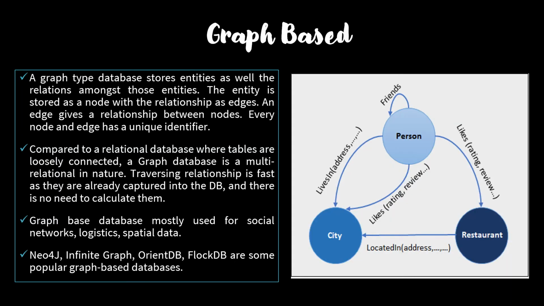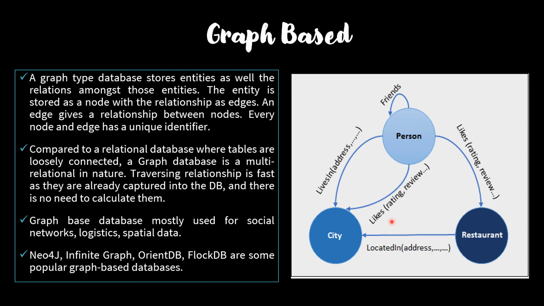Right, the last one we have is graph base. The graph type database stores entities as well as the relations amongst those entities. The entity is stored as a node, with the relations as edges. This is a person, friends with this person, and the person lives in the city, and this person likes the city. That's how the relationships work between every node.